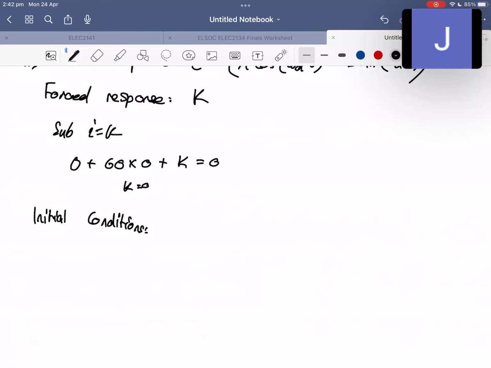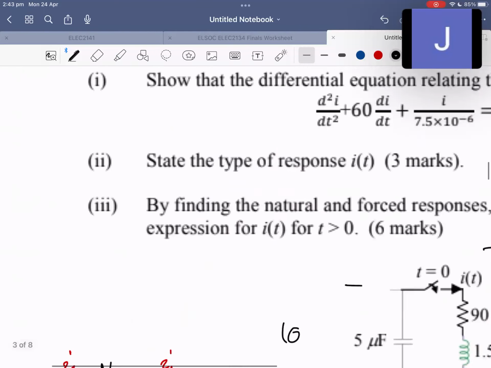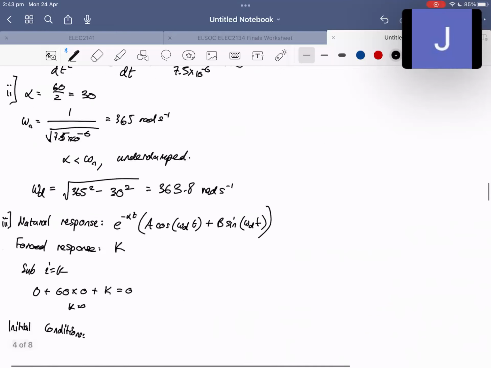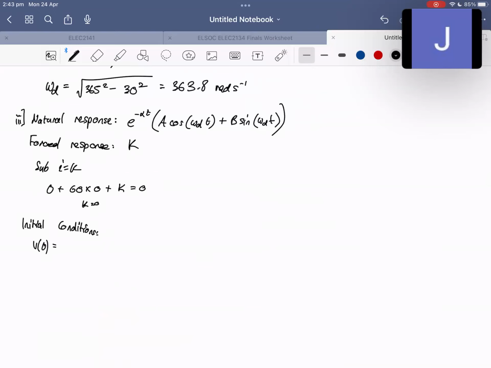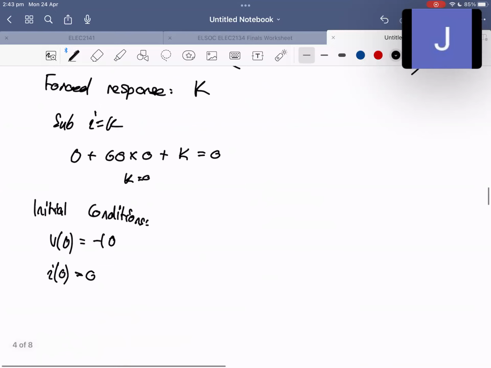So this question assumed that the voltage was like this. So V_C of 0 is negative 10. And then what else? The current in the inductor is 0. Those are the two things that you can assume, and I'll talk about that later.